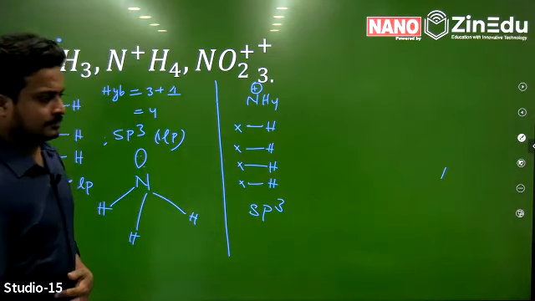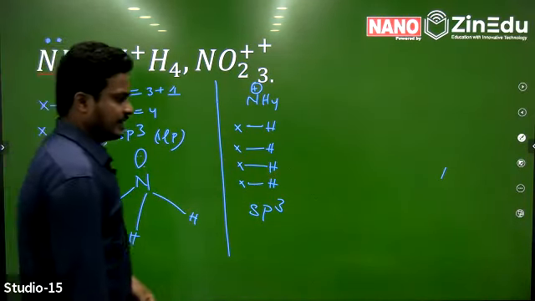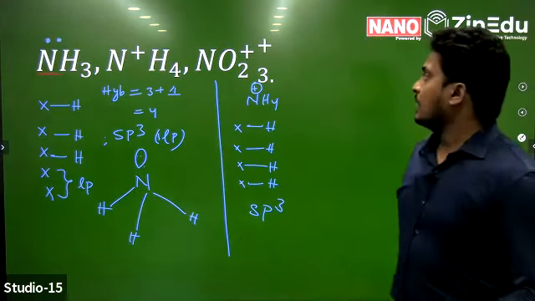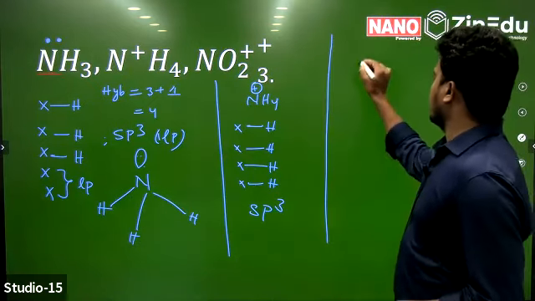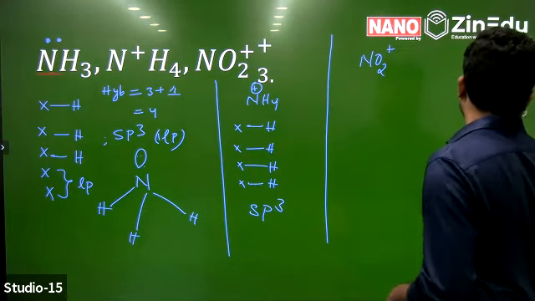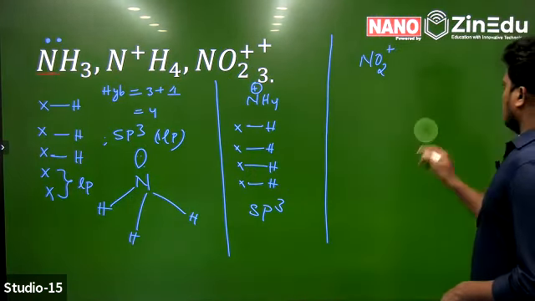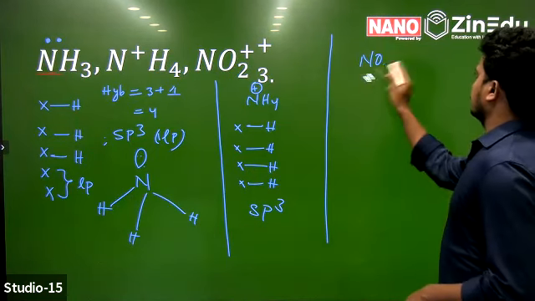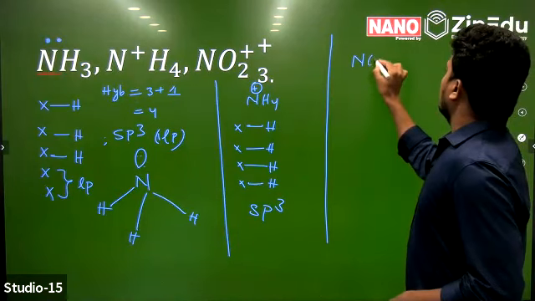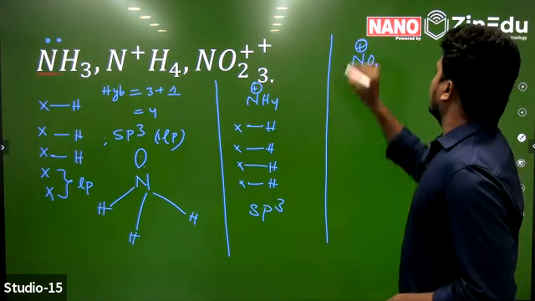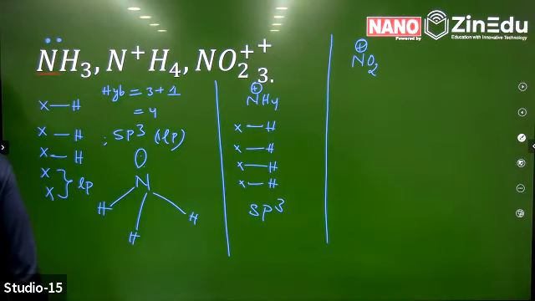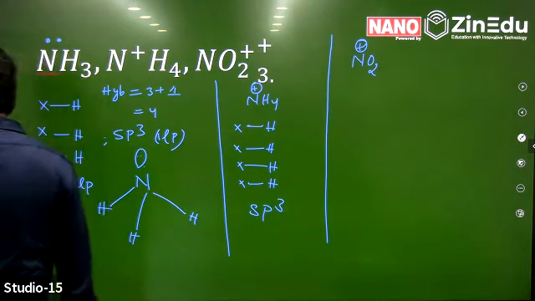Shape? Tetrahedral. Very good. Next one, this is NO2 plus. Actually, the positive charge is on the central atom. Now tell me what is the hybridization and shape of NO2 plus.